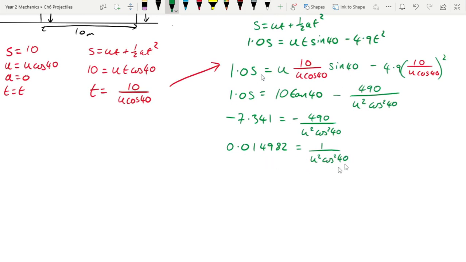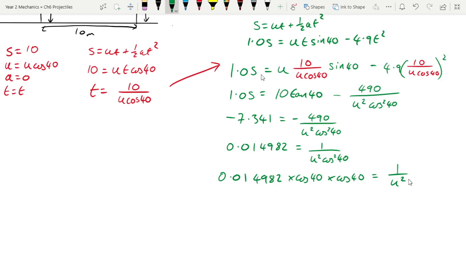Now what I'm going to do is times both sides by cos squared 40. So that's like doing 0.014982 times cos 40 and then times cos 40 again, is what I'm actually doing on my calculator. That will leave me with 1 over u squared. So this gives me 1 over u squared.